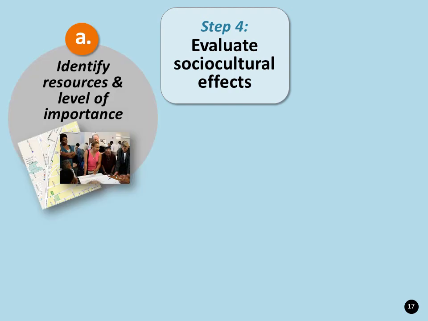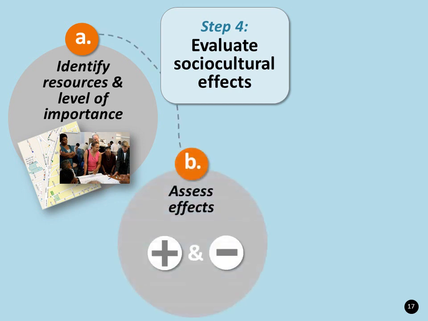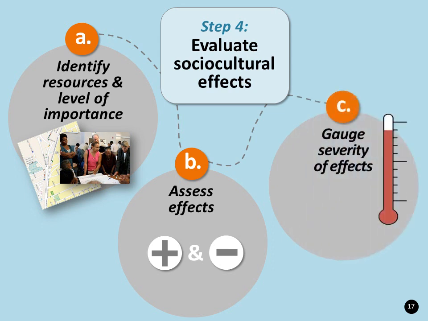Task A, identifying aesthetic resources and determining their level of importance to the community. Task B, assessing potential project effects on those resources, including effects that the community would view as positive or negative, and gauging the severity of any potential negative effects.